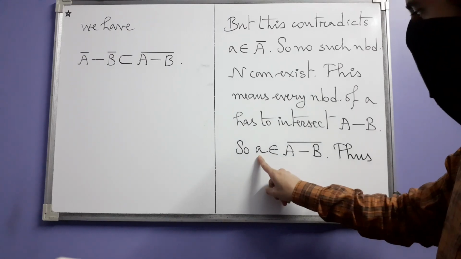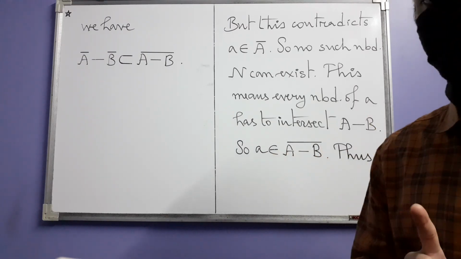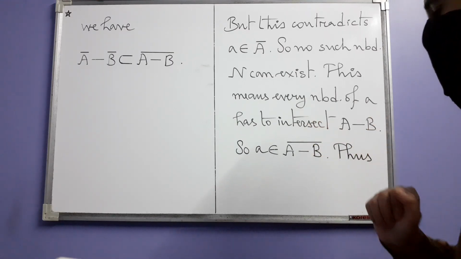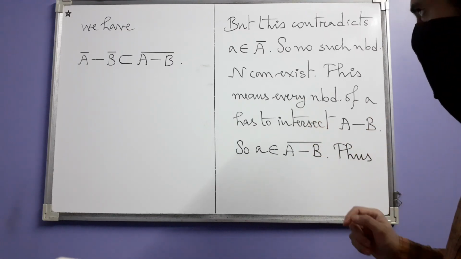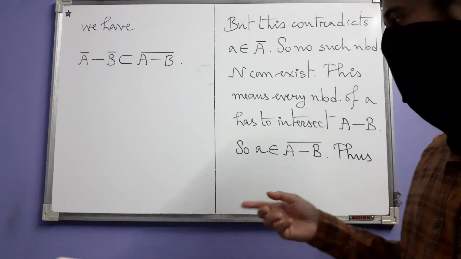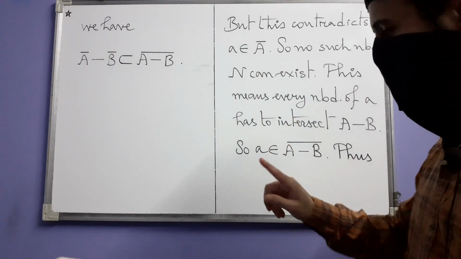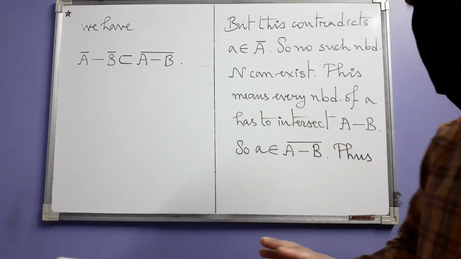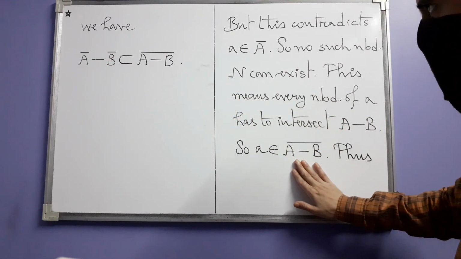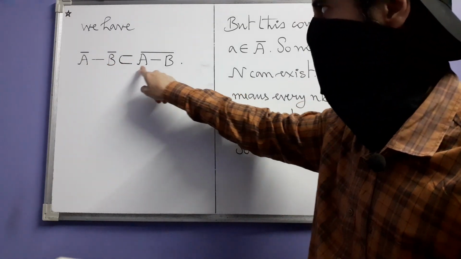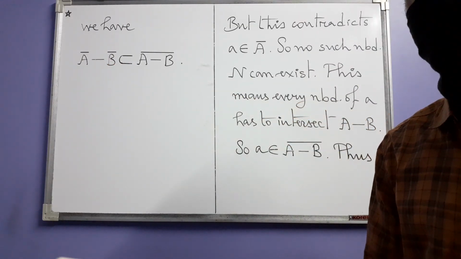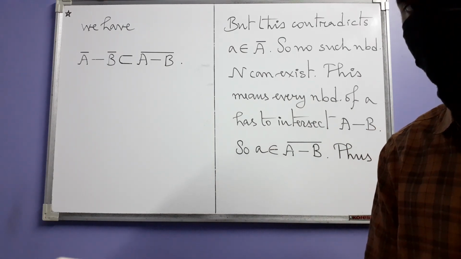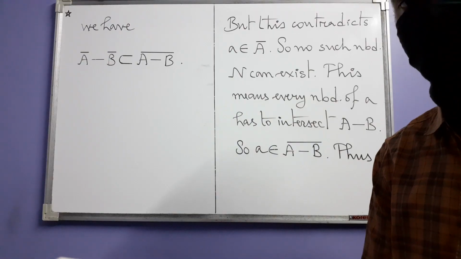But now what can we write from this? That the point A belongs to the closure of A difference B, because every neighborhood of the point has to intersect A difference B. But then what have we achieved? Recall that the point A was any point in A closure difference B closure. So we have found that any such point has to lie in this set. So this is a subset of this. But the reverse containment is not true. That means we won't have equality, for which we now have to produce a counter example.